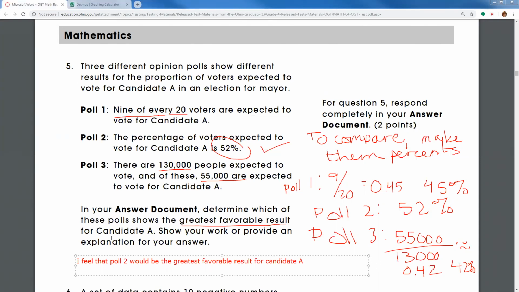I might add one more. It says show your work. Probably we're good. You could also add on at the end, because poll 2 has the highest percent. Just to be a little more specific. I don't think you'd lose the point, especially if you show all the work, but it never hurts to show, hey, I know exactly what's going on here.